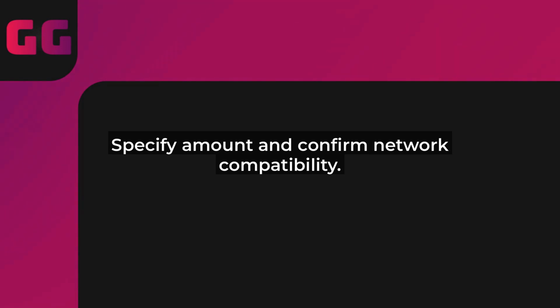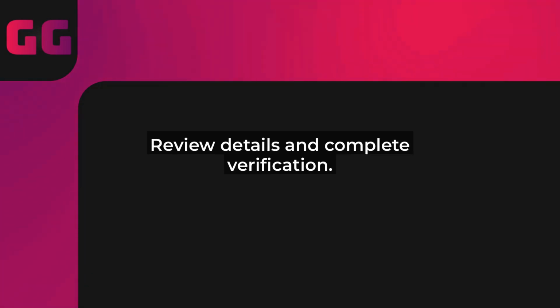Uphold often uses networks like Tron or Ethereum for USDT, so confirm the network matches what Bitrue supports to prevent failed transactions. After entering the details, review everything carefully. Hit confirm, and you'll likely need to verify this through email or two-factor authentication for security. Once approved, the transfer should process within minutes to a few hours, depending on network congestion.